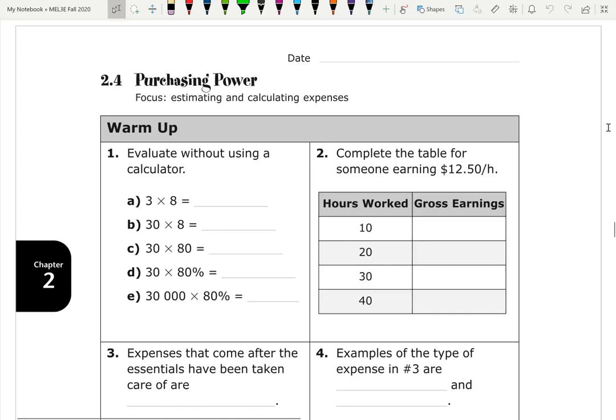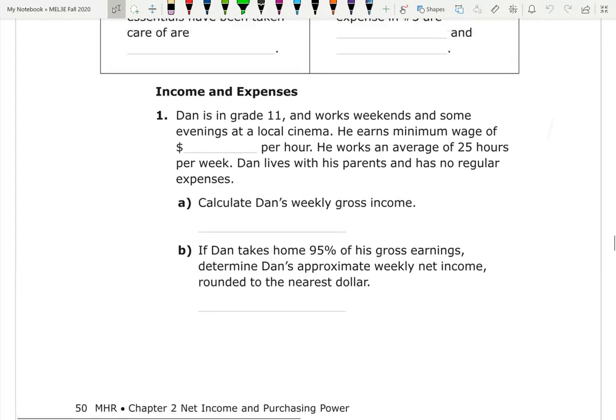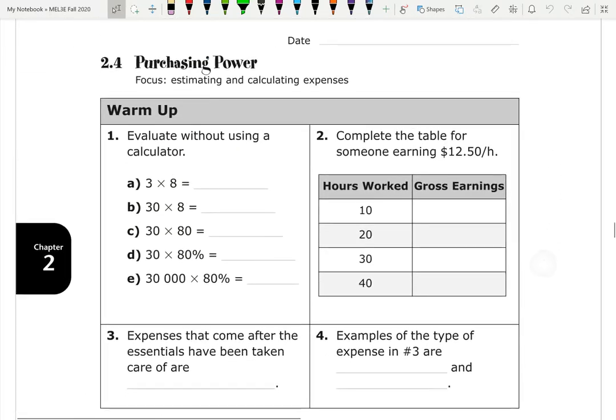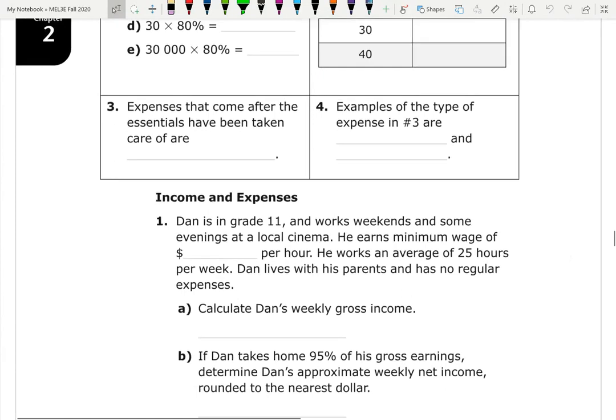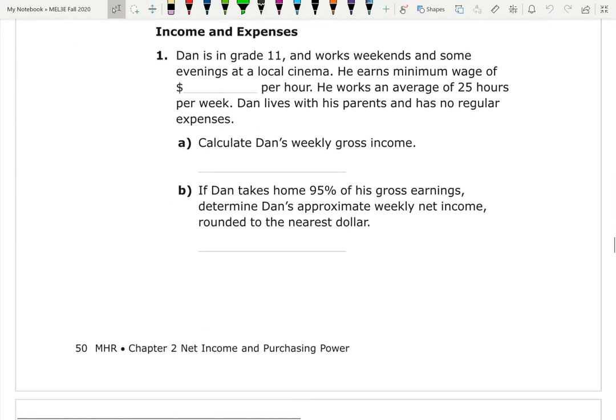Today's lesson is on purchasing power. So I'm going to start down here. Remember the warm-up, complete independently before listening to this lesson, and then check your answers for the warm-up with my answers posted.